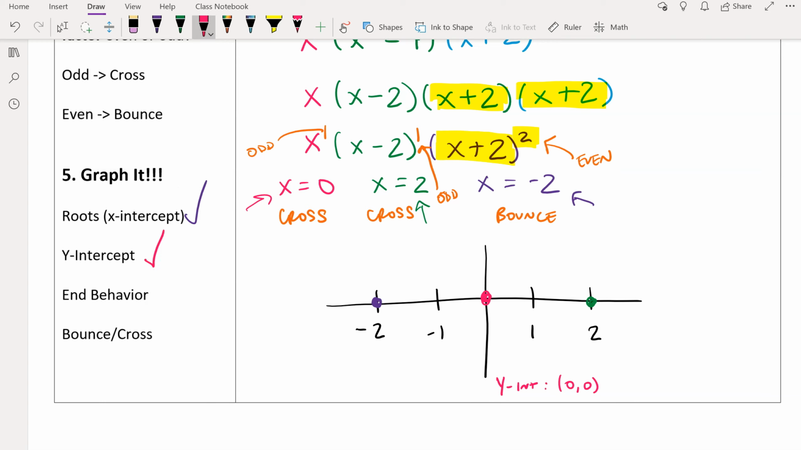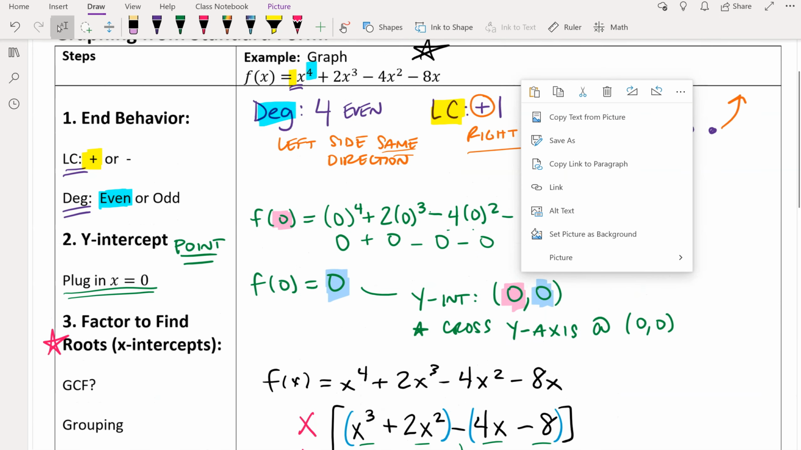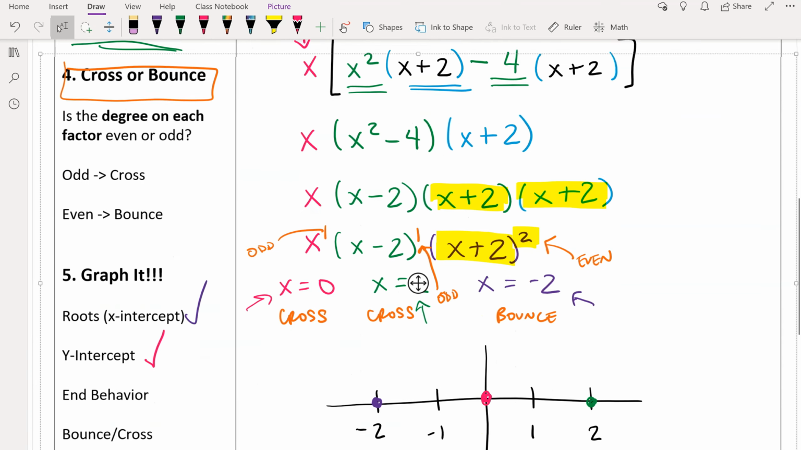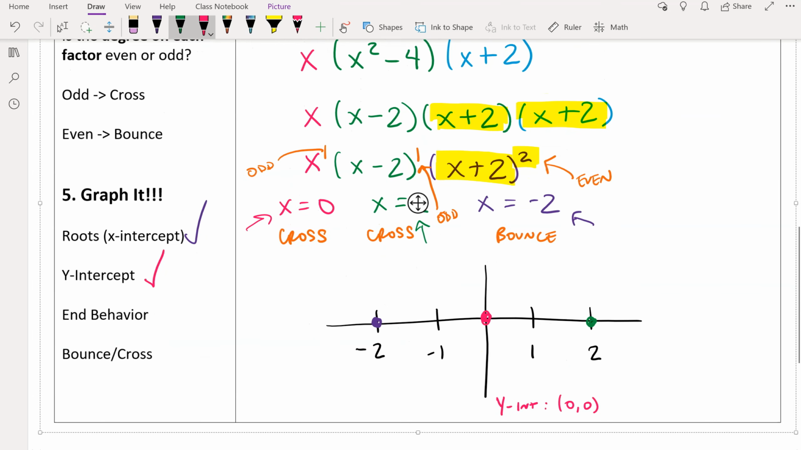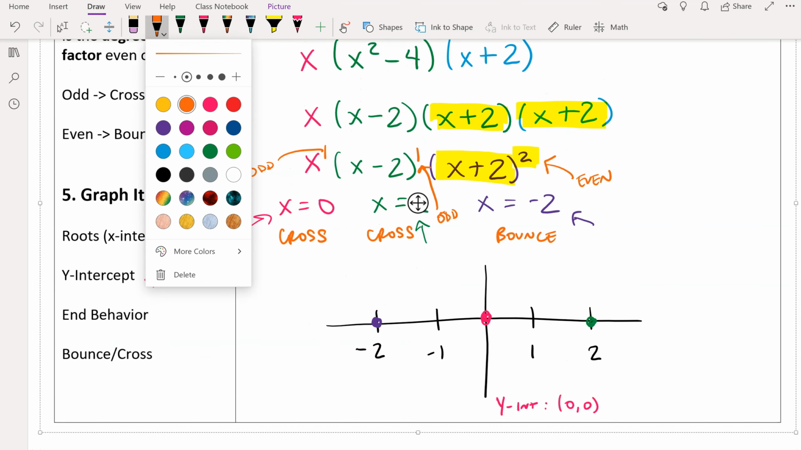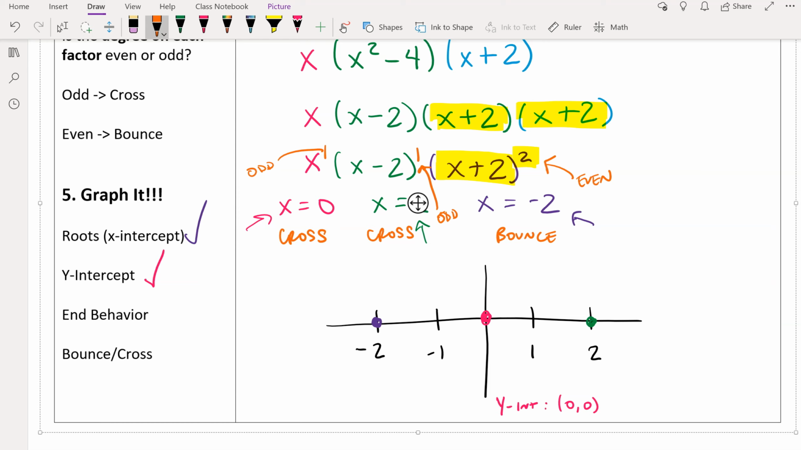Now let's put our end behavior. So if we go back up in our notes, we said that both ends are going to be pointing up. And we did that up here. Both ends are pointing up. So let's go ahead and get those ends on our graph. You're going to go to the far right x-intercept and point that end up, and go to the far left x-intercept, point that end up.